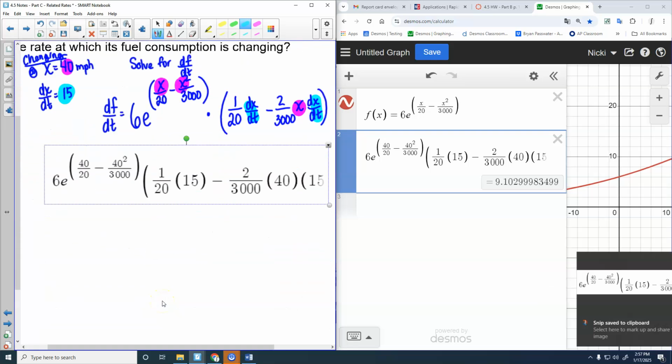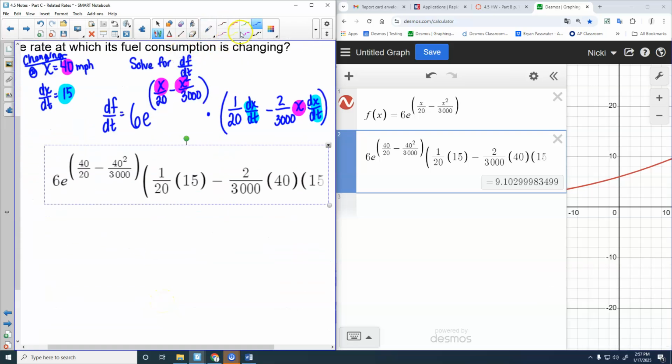That is our value. And we will get df dt equals 9.103. And the F is your fuel consumption. So that is miles per gallon. And T is measured in hours. So at this point, your fuel consumption would be increasing at 9 miles per gallon every hour.